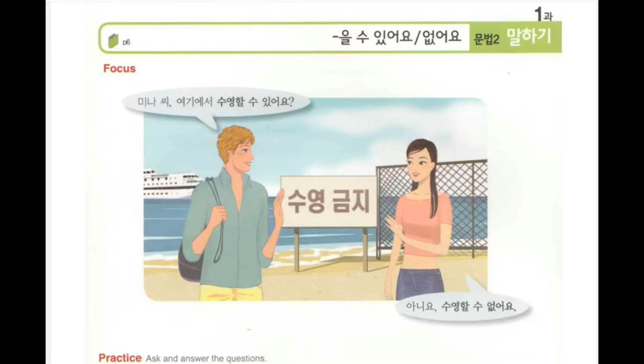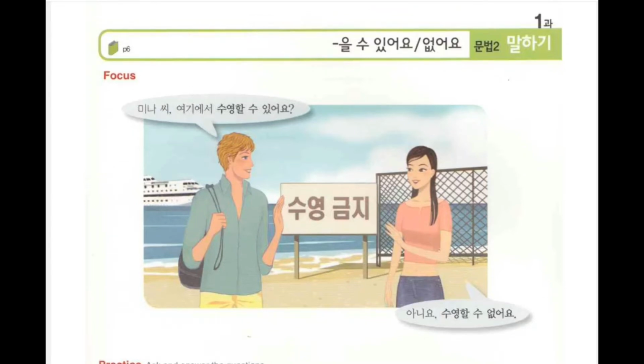The second grammar point, 을 수 있어요 and 을 수 없어요. It's very simple. 자, its English equivalent is can and can't. How about the formal ending? Formal ending 어떻게 말해요? 을 수 있습니다. 을 수 없습니다. 말해요. Okay, remember. 자, let's practice the dialogue. 제가 읽을게요. 따라하세요. 미나 씨, 여기에서 수영할 수 있어요? 아니요, 수영할 수 없어요.